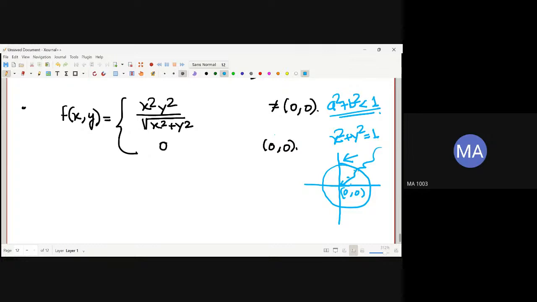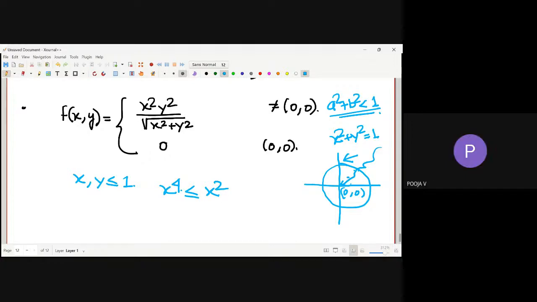So inside this circle, your x and y are less than or equal to 1, correct? Yes, sir. So then what I can do is write x power 4 is less than x square, correct?